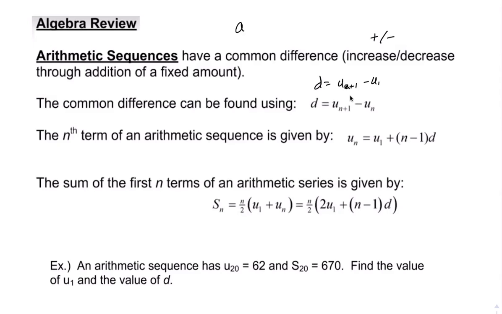So if I give you a sequence like 6, 10, 14, and so on, if you want to find the common difference, you just do one term minus the one before it. So my common difference would be 4.